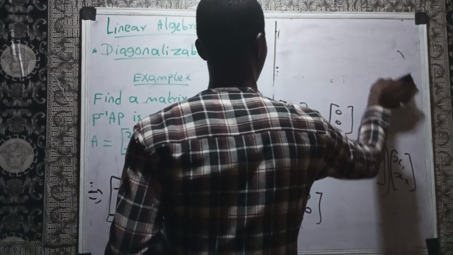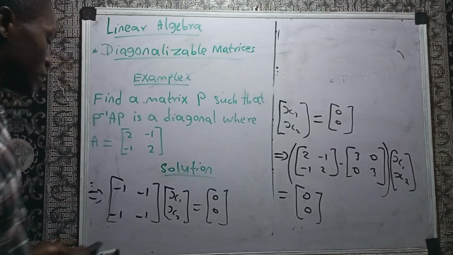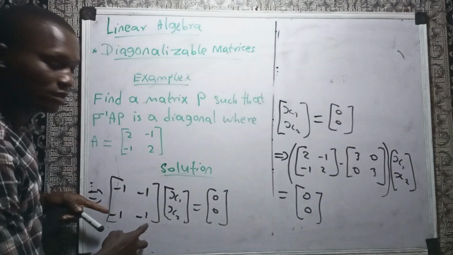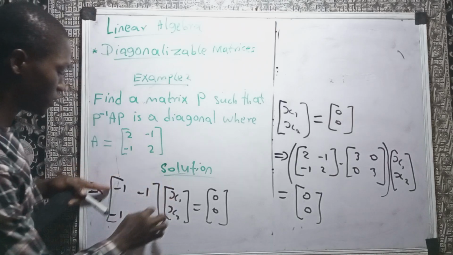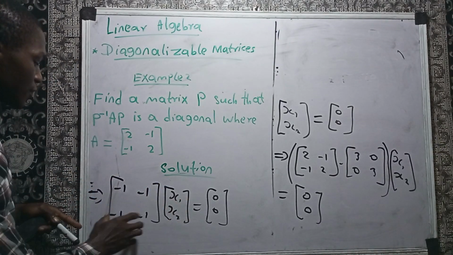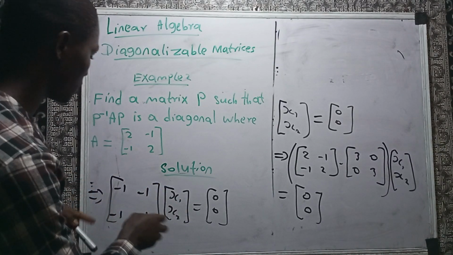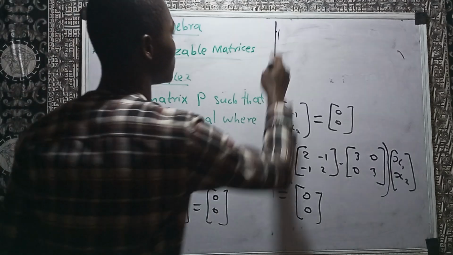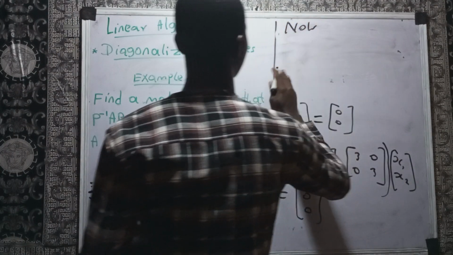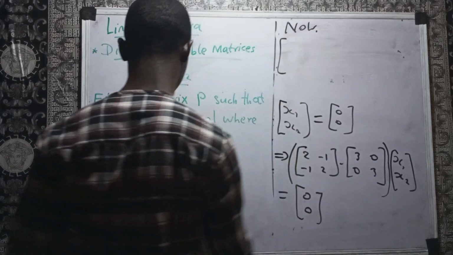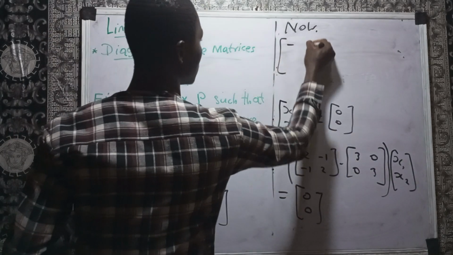So what we are going to do now is we are going to reduce this matrix. We are going to use row operations to reduce it, so that we will now solve this equation. So let's reduce this matrix. Now this matrix, we can reduce it.